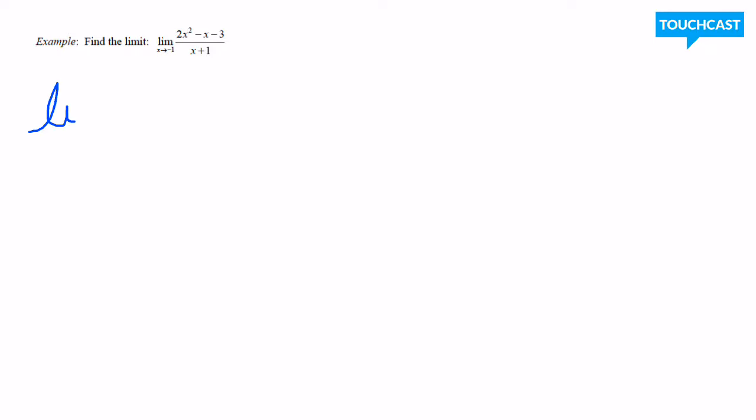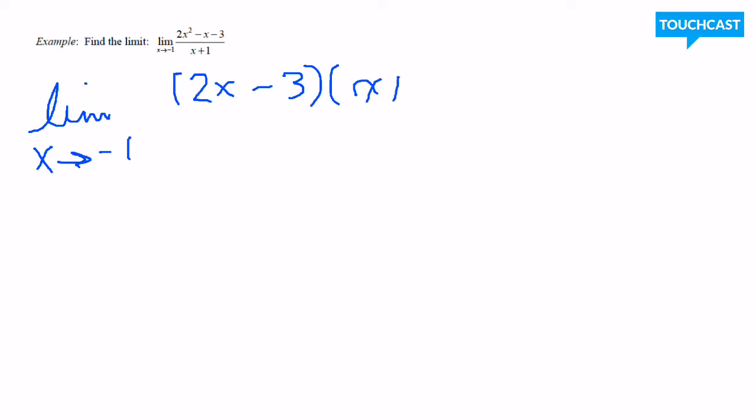We can use a technique similar to what we did when we were computing instantaneous speed, though. So I can say that that's going to equal the limit as x approaches -1 of, notice this numerator factors, that's (2x - 3) times (x + 1), all over x + 1.